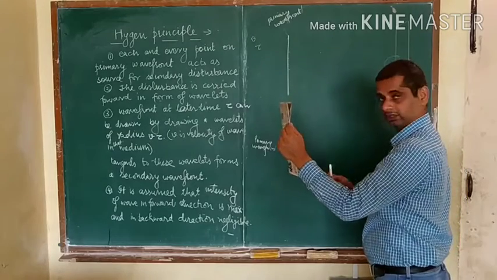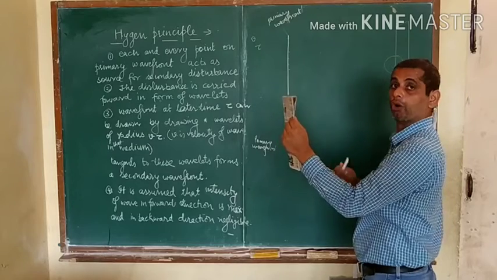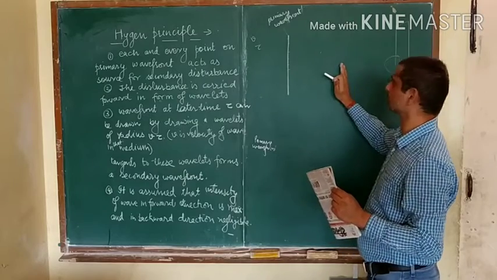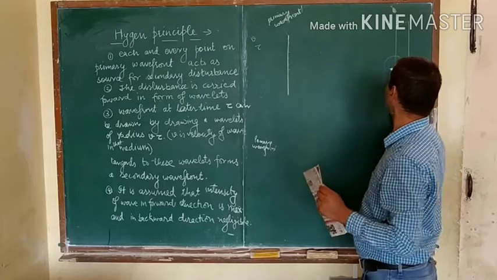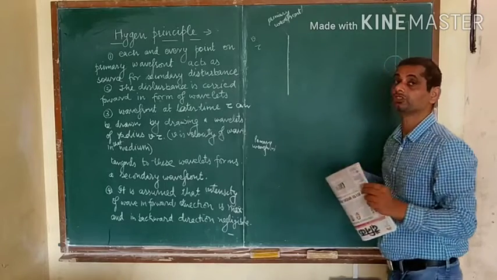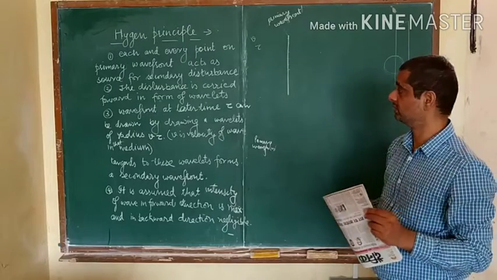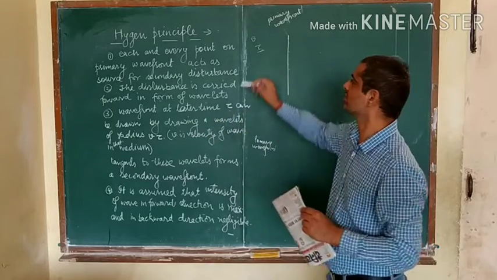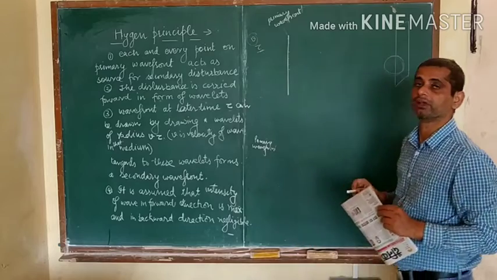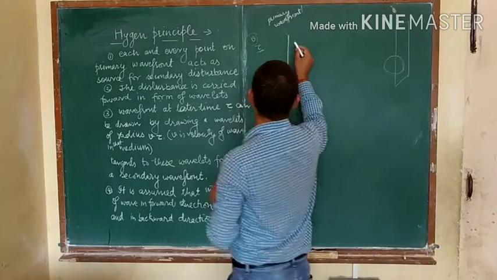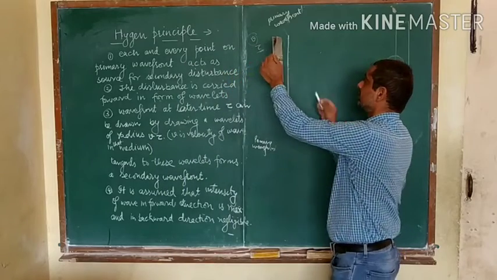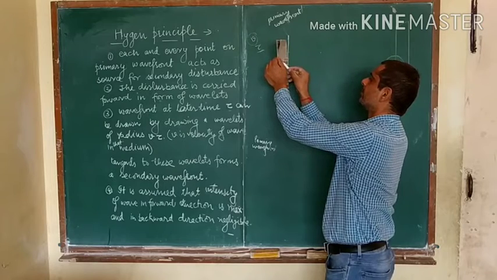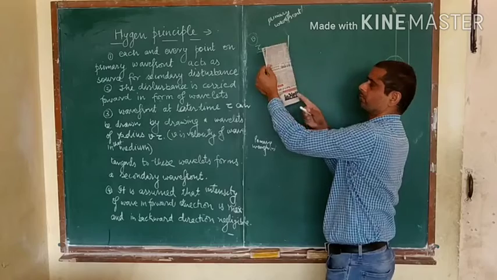Now to draw the next disturbance, I have to draw the circles or wavelets. If I want to draw the next or secondary wavefront, then I have to draw the wavelets because disturbance is carried in the form of wavelets. Now, if I want to draw the wavelets at later time tau, let v be the velocity in that medium. So I will draw the wavelets of radius v tau. So if I place it here, each and every point I will draw the circles. Each and every point on this plane.